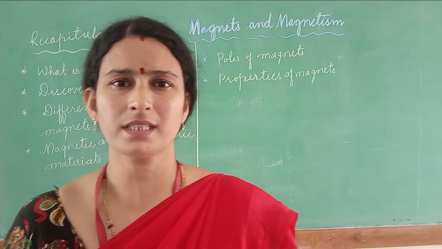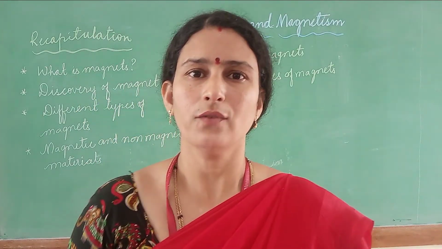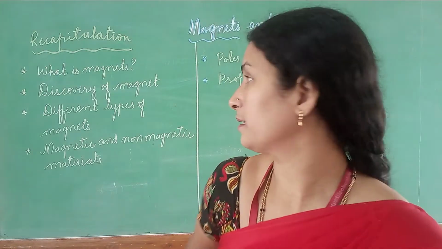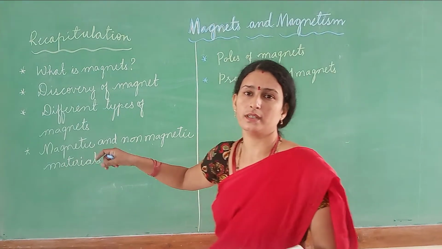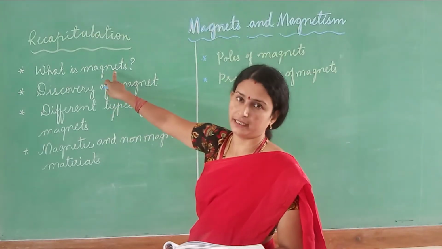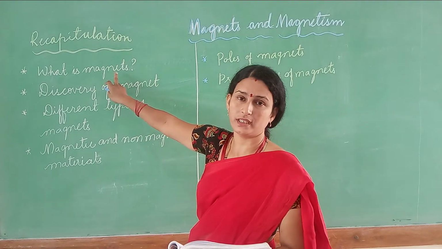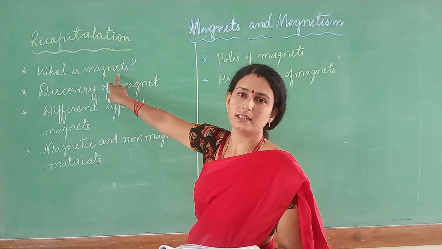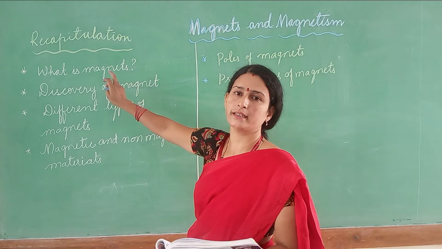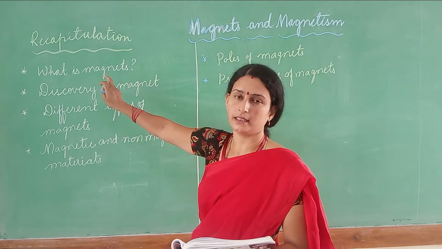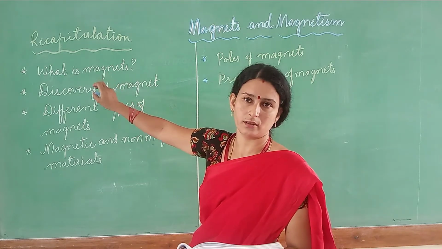So, in the previous class, what we have discussed, we'll have a recapitulation about that. What have we learned? We have learned about the magnet, the definition of the magnet. What is a magnet? A magnet is a material which attracts iron things. Not only iron things, cobalt and nickel also.